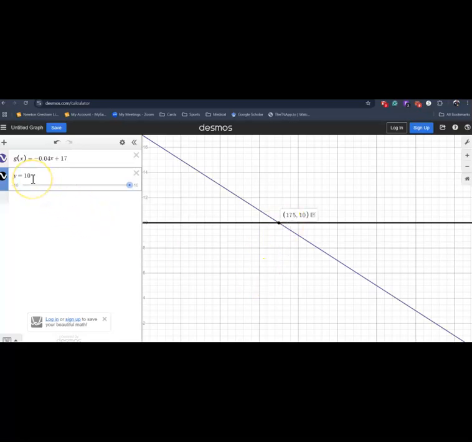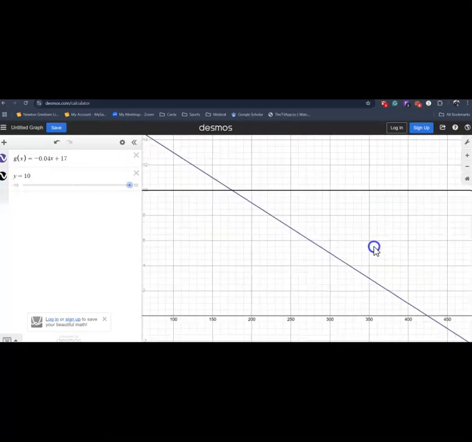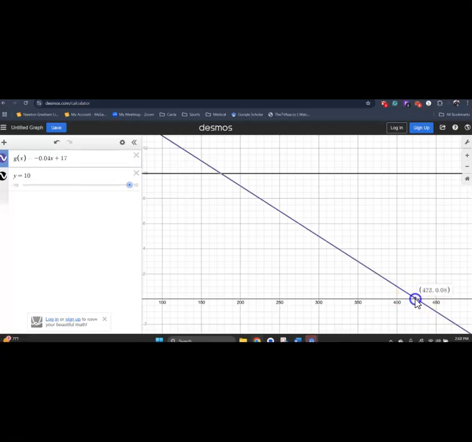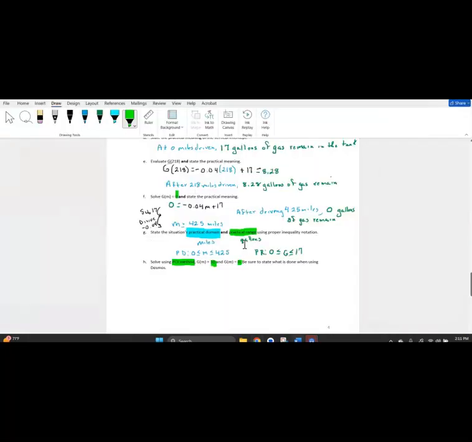Now I can change this to y equals 0 if I want to, but I know 0 is my horizontal intercept, so I can just tap on the horizontal intercept to answer the second question. Again, the first part of the question was 175. The second part is 425, and that's how we would verify that using Desmos to answer that question.